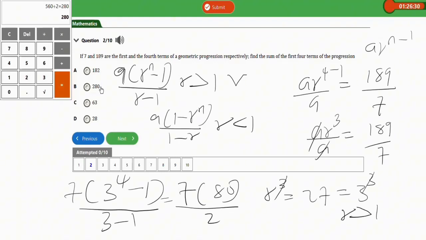So we have it as 280. So the correct option is option B. It's as simple as this. So let's wipe this now and solve the next question.